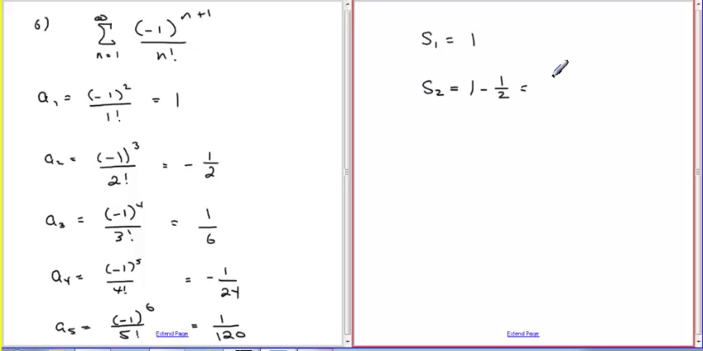S3 is going to be 1 minus 1/2 plus 1/6. So we get 1/2 plus 1/6 is going to be 2/3. Because what we get is half, which is 3/6 plus 1/6 is 4/6, and you can simplify that down. Okay, S4 is 1 minus a half plus a 1/6 minus a 24th.